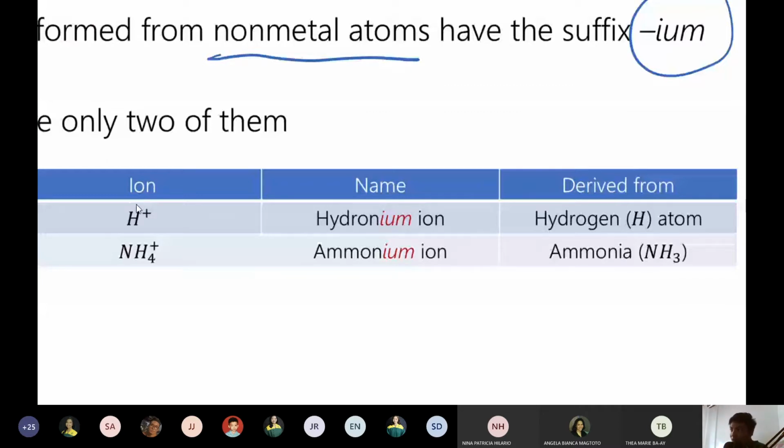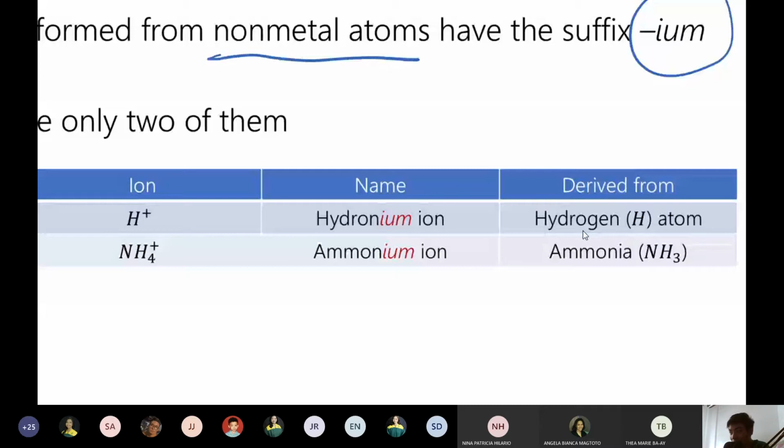H plus is derived from hydrogen atom, which lost an electron. Nabawasan siya ng isang electron, no? So, when hydrogen loses an electron, it becomes a proton. Proton lang siya, wala na siyang identity. Okay? So, proton siya or hydronium ion. So, again, paano kinuha yung name? You just get the name of the atom, hydrogen, and lagyan mo lang ng suffix na -ium.